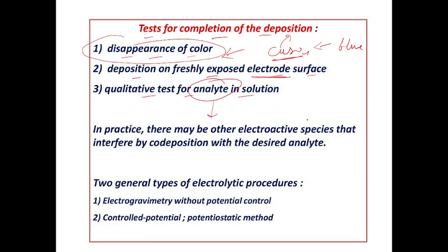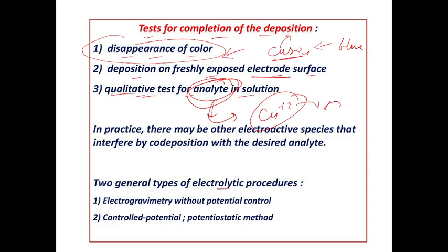Suppose I am using copper sulfate, but I still have doubt because some other ion may be there in the copper sulfate, and I am not able to identify it by color only. Then what will I do? I will do a qualitative test on my analyte, to see whether copper plus 2 ion is there in the solution or not. If copper plus 2 ion is there in solution, then I will say that my electrodeposition is not completed yet. I need to go for a longer run. So these are some things which can be understood.